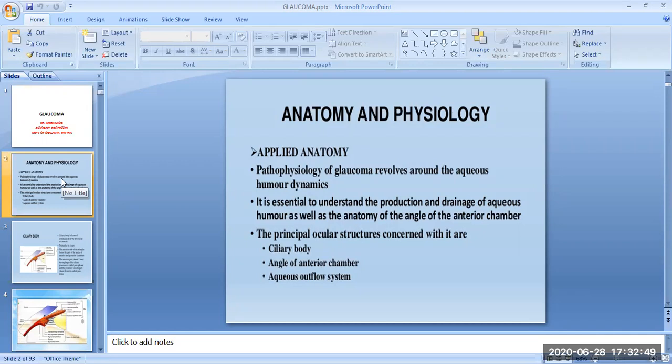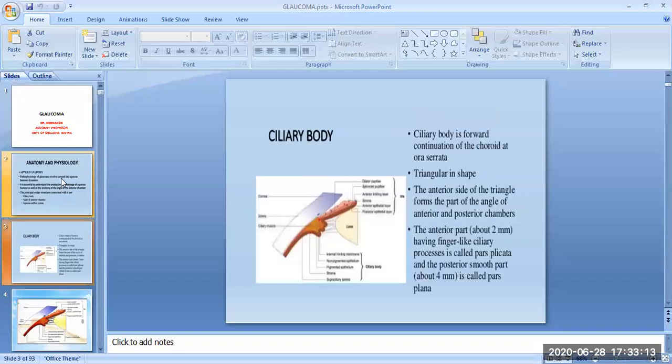The principal ocular structures concerned with it are the ciliary body, the angle of the anterior chamber, and the aqueous outflow system. So it is essential to understand the production and the drainage of aqueous humor, as well as the anatomy of the angle of the anterior chamber. Then only we can understand the disease glaucoma. Before that, we have to understand what the ciliary body is.